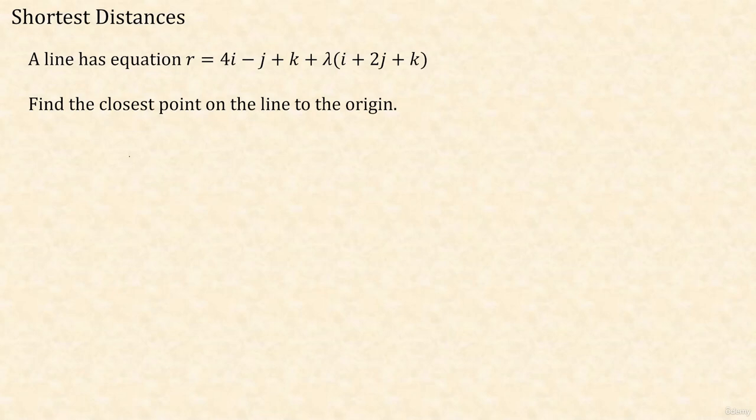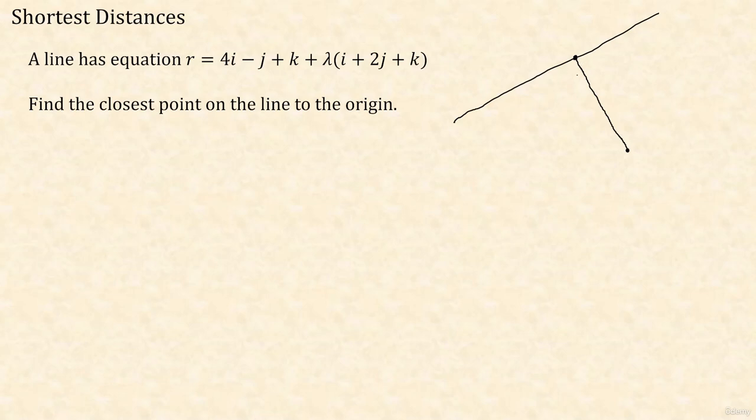So let's begin with the simplest case where we've got a line. So the line is 4i minus j plus k plus lambda (i plus 2j plus k). And we want to find the closest point on the line to the origin. So we'll start with a picture. This is really useful in these questions. Always give yourself a little diagram. So here's our line and here's the origin. And so what we're doing is we're trying to find the closest point on the line to the origin. So that's going to be a point, say, here. And it's where this distance is minimized. No other point on the line has a shorter distance.